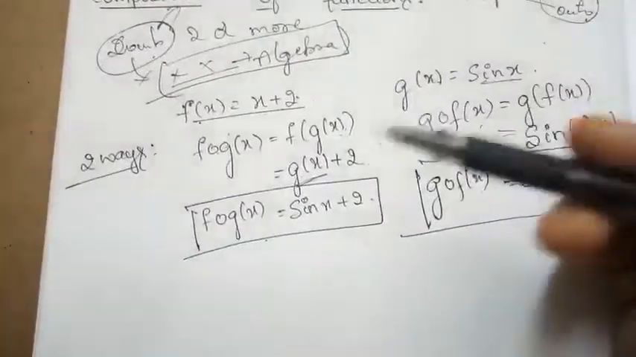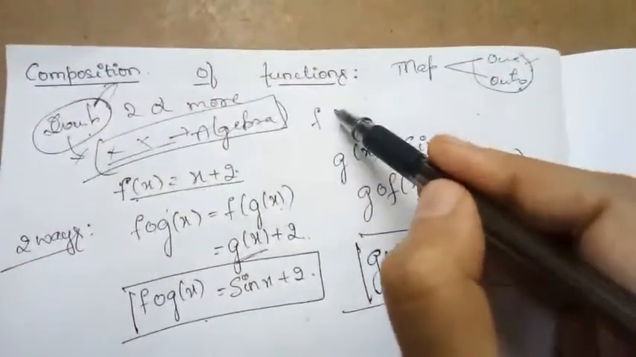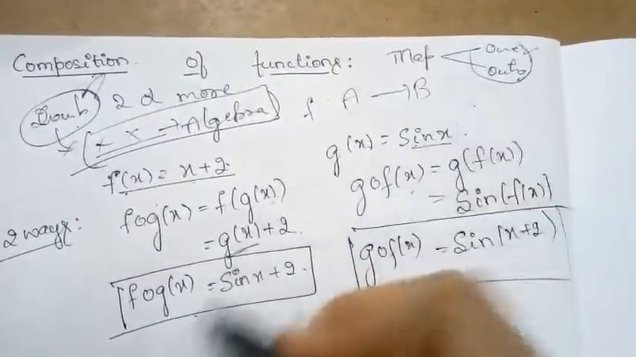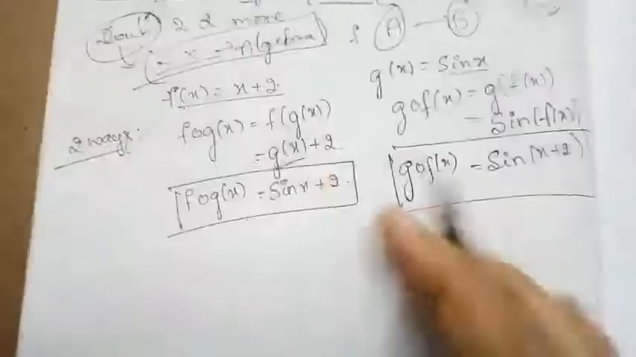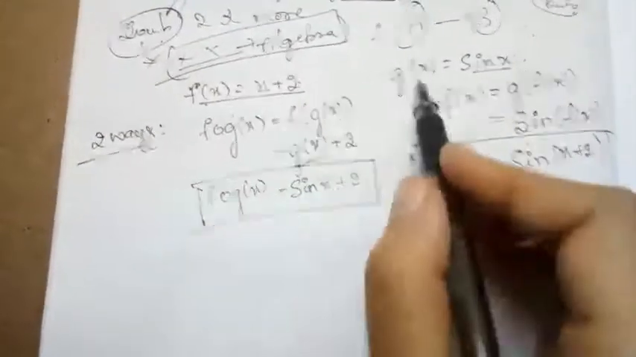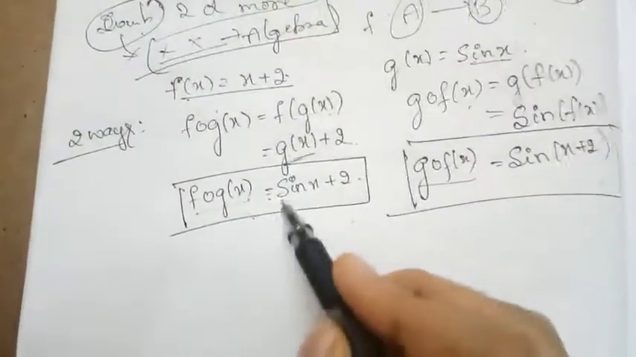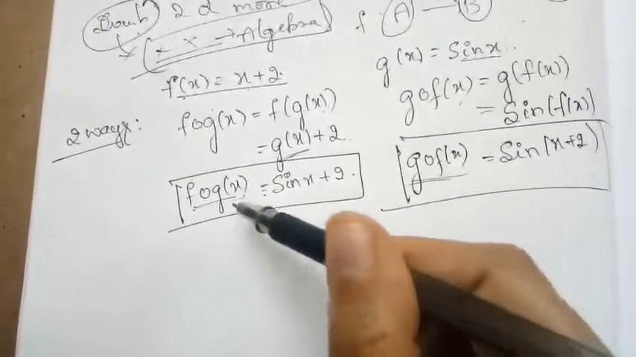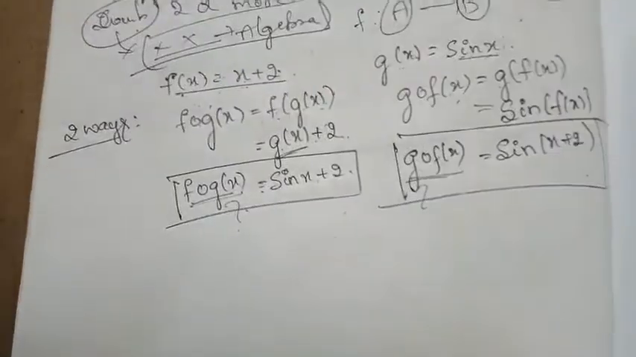Till now we have come across that if we define a function, it consists of one domain and another codomain. So here after combining two functions, we got another new function, that is fog or gof. Now let us understand what will be the domain and codomain of these functions.